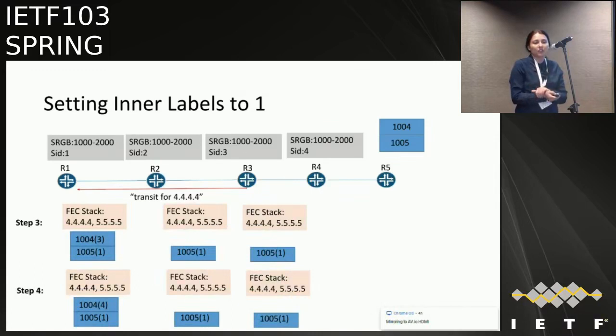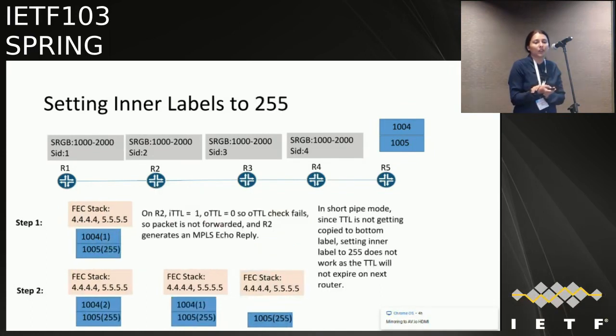So the next one is setting inner labels to 255. This does not really work, because if you have set the inner label to 255, when you reach R3 and the label is popped, the next step you want the packet to go to R4 and the TTL to expire, which does not happen if it is set to 255.